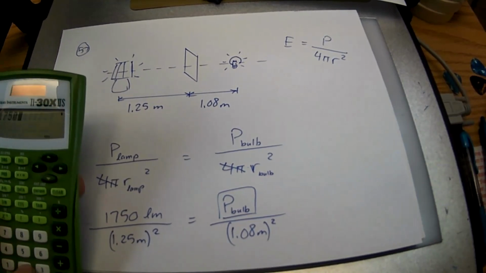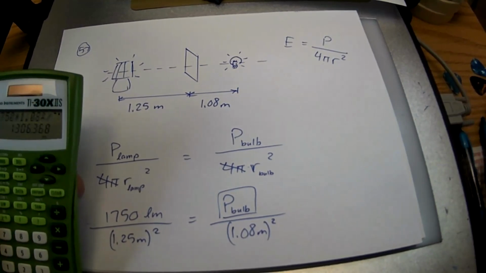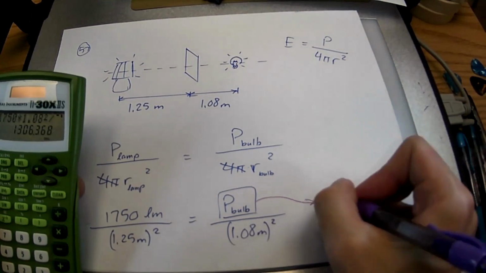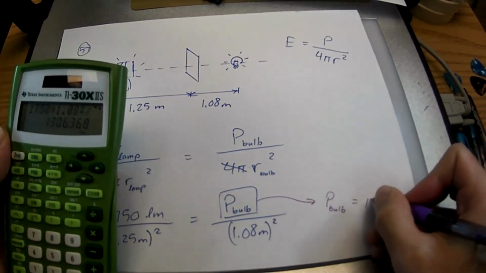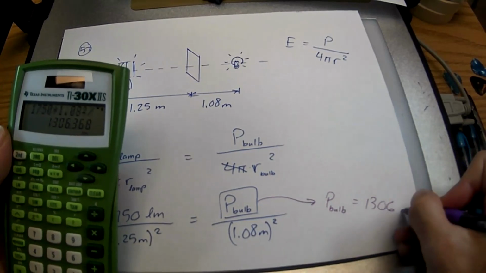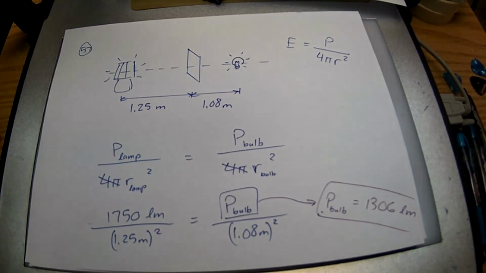So it's 1750 lumens times 1.08 squared divided by 1.25 squared. I'm getting the luminous flux of the bulb equals 1306 lumens. Okay. You guys can do that? Guys good stuff?